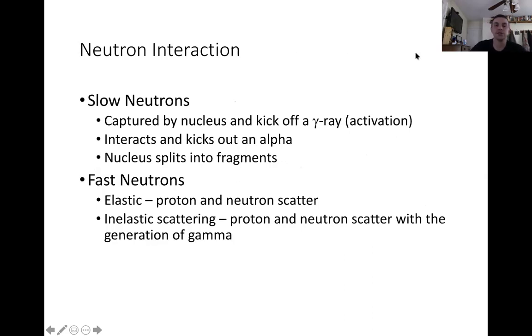Neutrons, like I said, slow neutrons are generally just absorbed by an atom where they'll kick off a gamma ray. A fast neutron really needs to bounce around and lose its energy before it actually can become a slow neutron and then be absorbed.